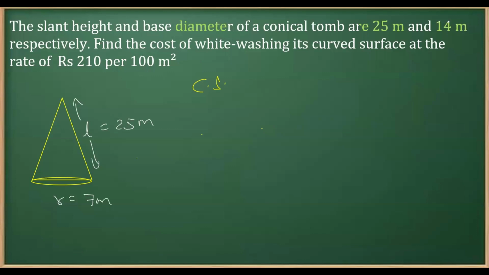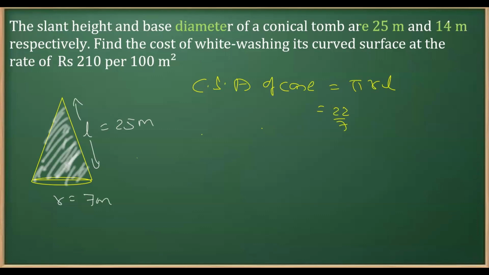So we'll apply curved surface area. Why did I say curved surface area? Because we have to paint this portion, and we can't paint the base. They are not exposed. So we'll be finding its curved surface area. The curved surface area of a cone is pi r L. Replacing pi with 22 over 7, the radius as 7 and the slant height as 25, clearly 7 and 7 get cancelled, and this is 25 into 22, which is 550 meters square.